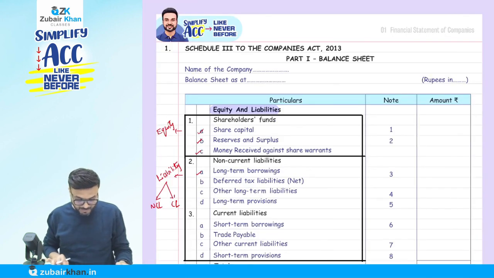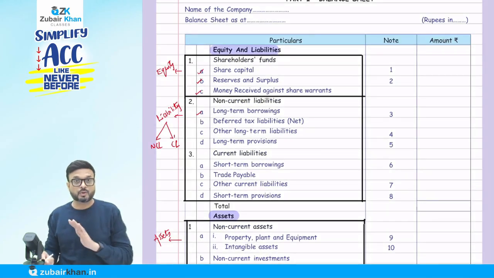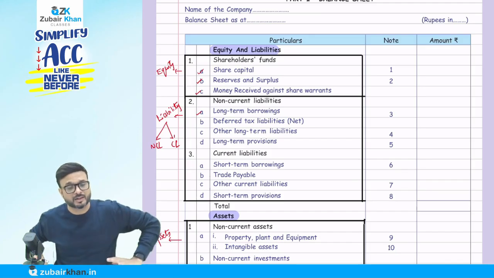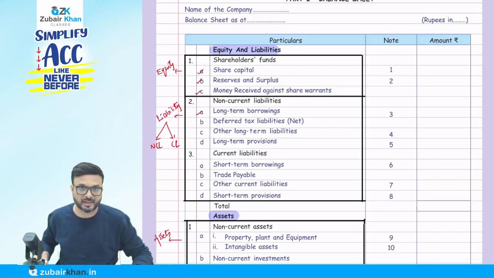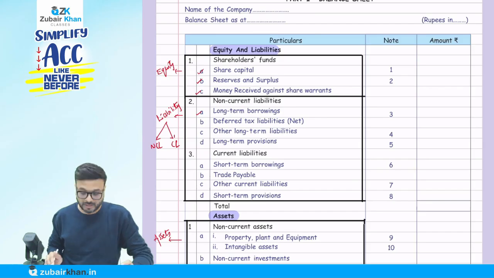Now, the second is the deferred tax liability. You don't have to worry about the deferred tax liability. That is a part of Accounting Standard 22. I will discuss it there. They will never ask you about deferred tax liability in these chapters. But remember, if there is a deferred tax liability, then it is a non-current liability.